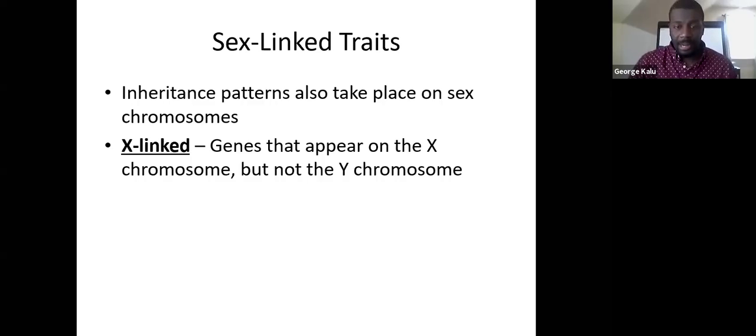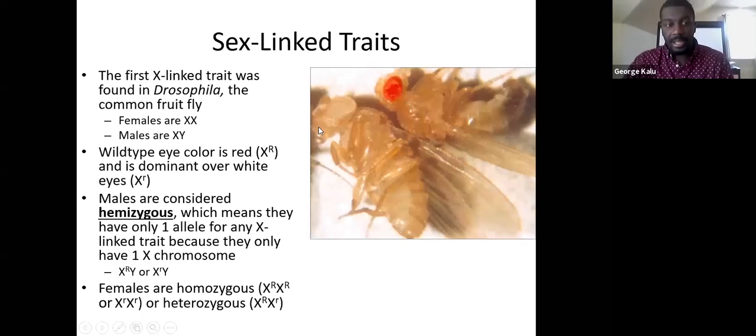So just to recap here, when we are looking at females, females are going to have two copies of the X chromosome, and males are going to have a copy of the X and the Y chromosome. Sex-linked traits were first discovered in Drosophila flies, which is just the common fruit fly, and they exhibit the same pattern in terms of their sex chromosomes. Female fruit flies have two copies of the X chromosome, while male fruit flies will have an X and a Y chromosome.